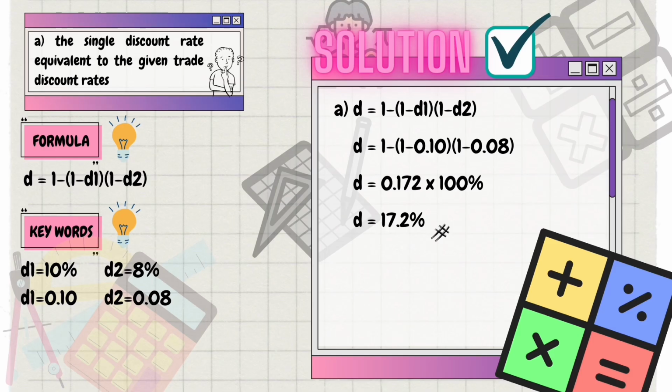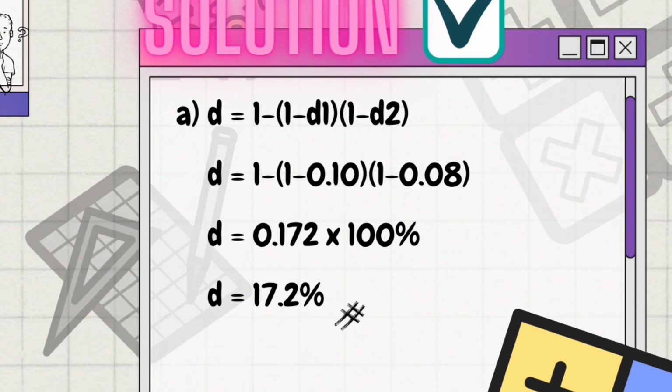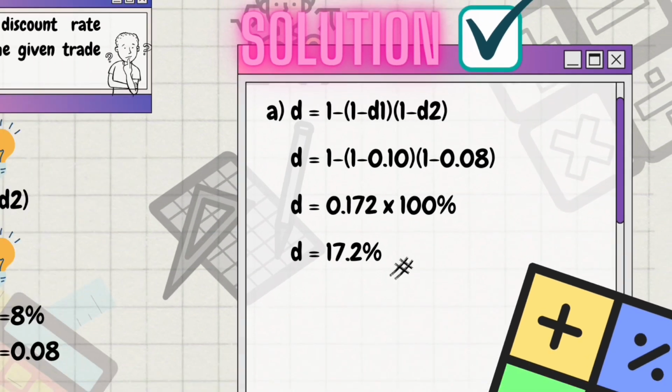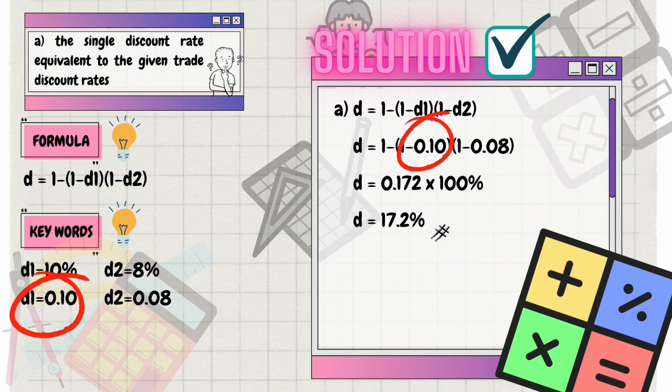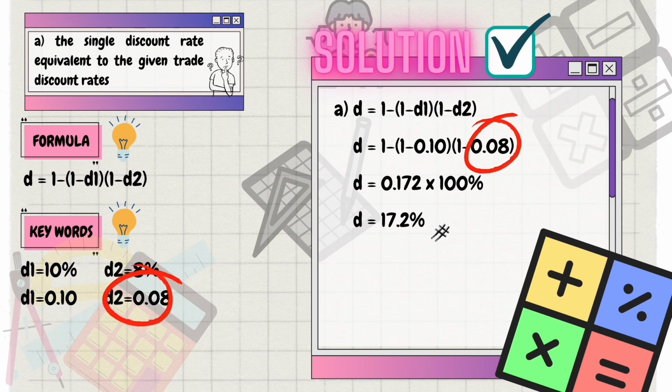We need to list down the keywords. The first discount is 10% and the second discount is 8%. Then we go to the solutions. First we need to write the formula: D equals 1 minus (1 minus D1) times (1 minus D2). So we substitute 0.10 into D1 and 0.08 into D2. After we get the answer, we need to multiply by 100% because it is in percent. So the final answer is D equals 17.2%.